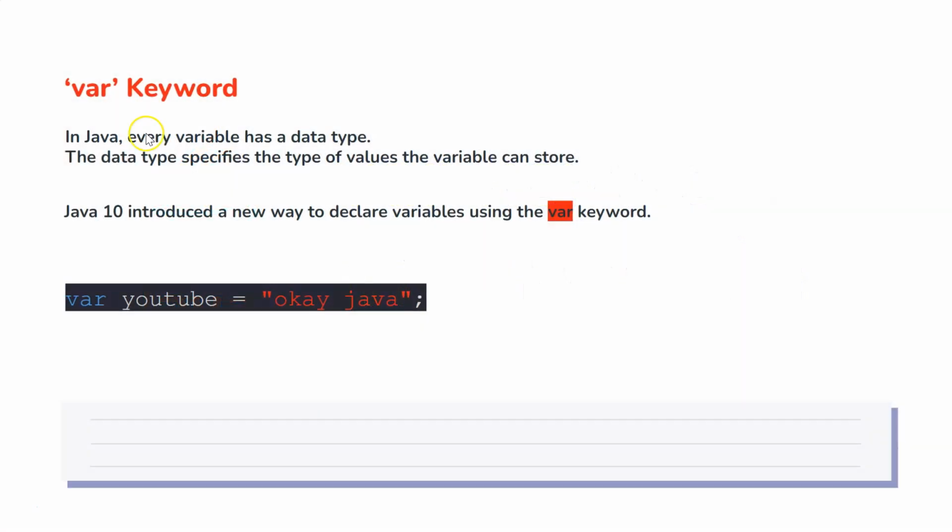Alright guys, the very first thing is that in Java, every variable has a data type. For example, integer, float, double. And why do we use the type? Because the type specifies the type of values that the variable can store. If I declare any variable, say integer x, I know that x can hold integer values.